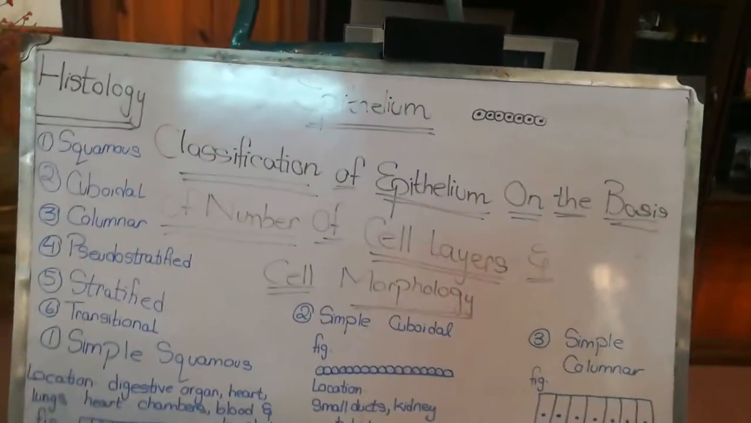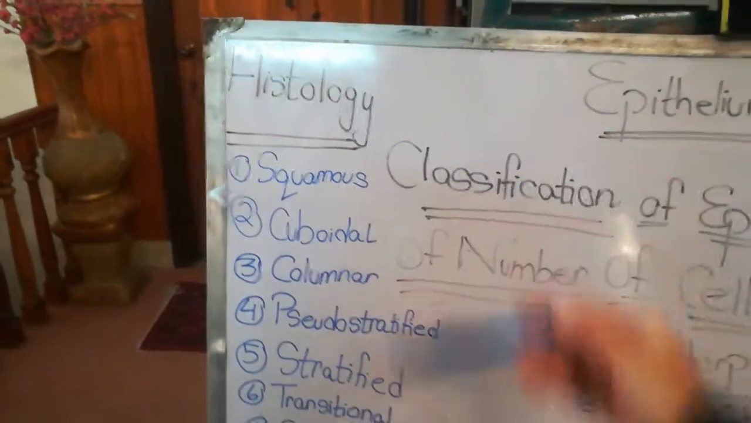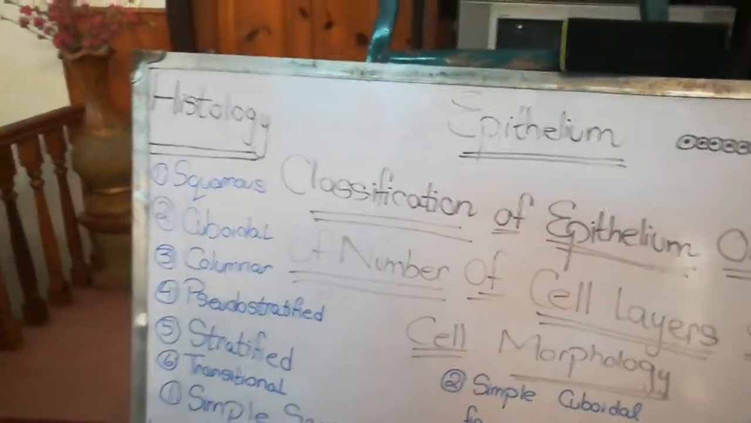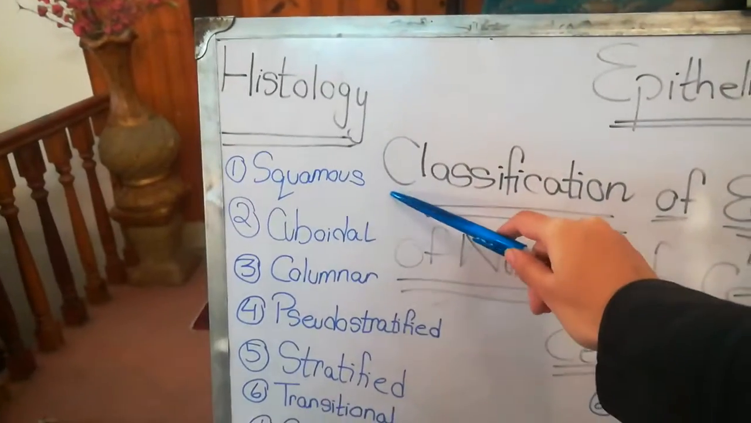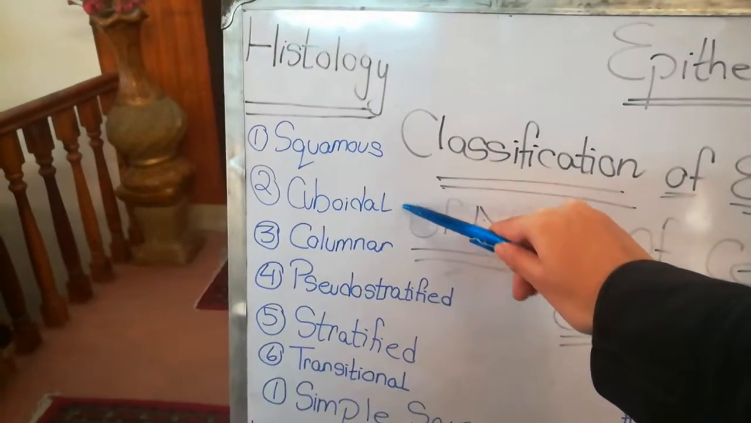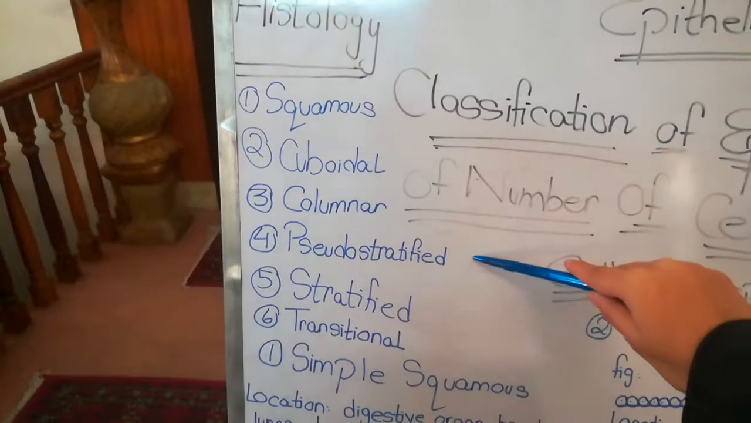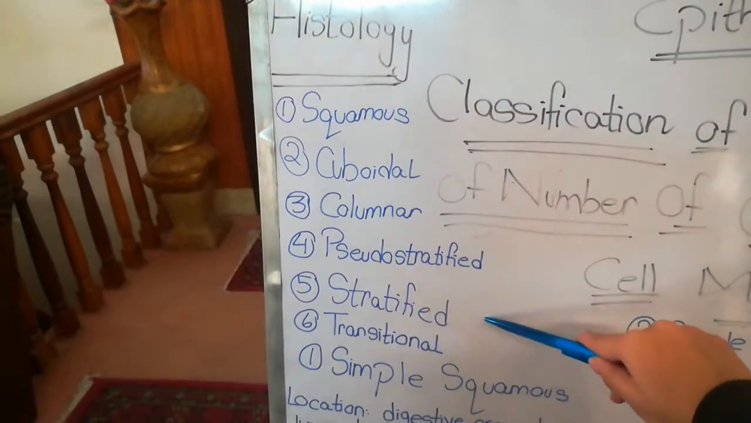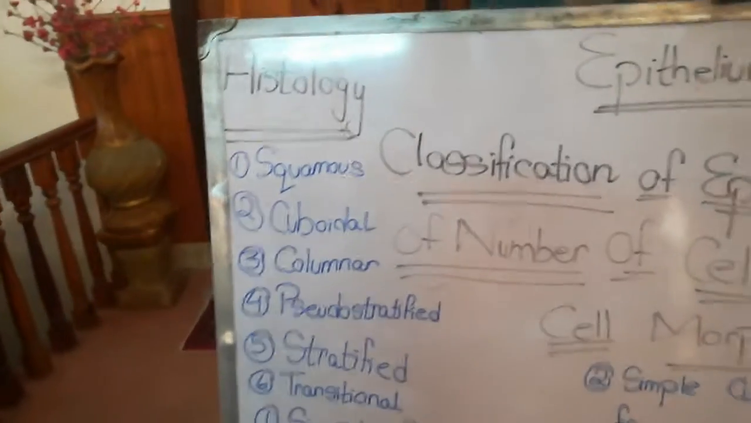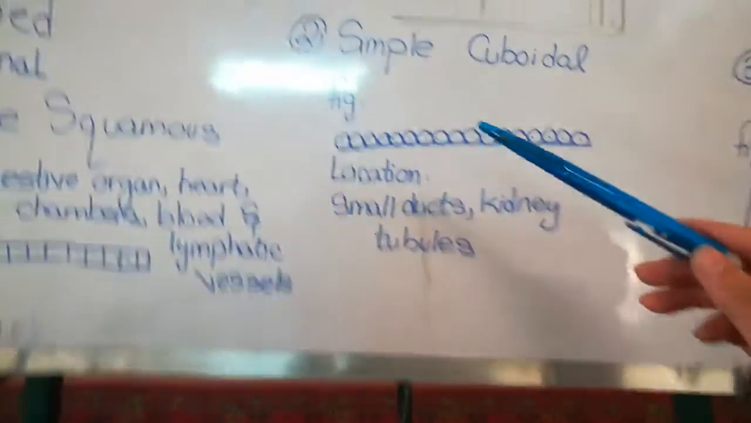Now, epithelium has been classified according to the number of cell layers, cell morphology, and the presence of additional surface modifications into 6 groups. Number 1 is the simple squamous epithelium, number 2 is the simple cuboidal epithelium, number 3 is the simple columnar epithelium. Then you have the pseudostratified columnar epithelium, stratified columnar epithelium, and transitional epithelium. Right now, the 3 we are going to study are simple squamous epithelium, followed by simple cuboidal epithelium, then simple columnar epithelium.